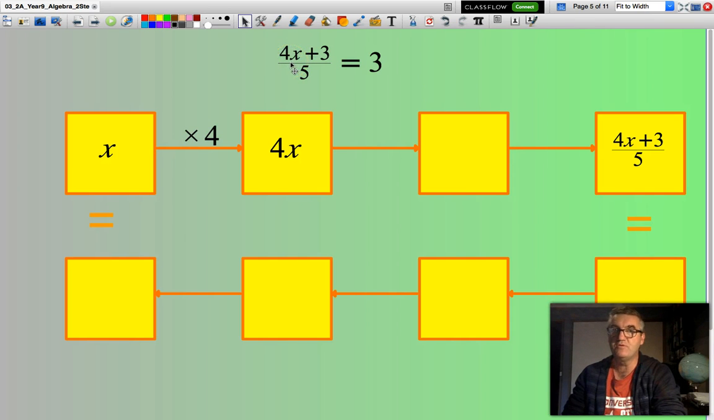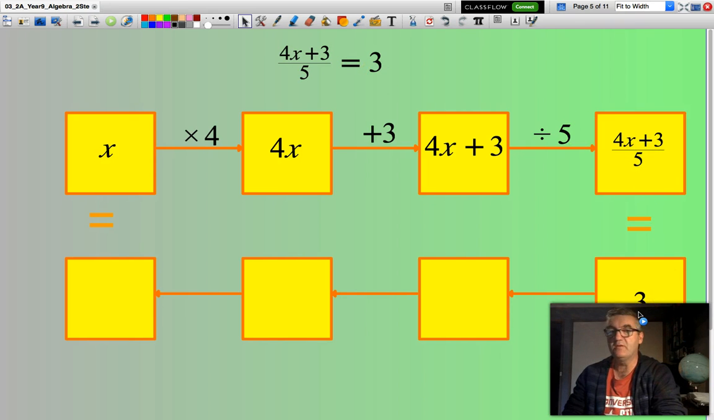Now, what do I do to 4x? The next thing I do to 4x is I add 3, which gives me 4x plus 3. And what do I do to 4x plus 3? I divide that by 5, which gives me 4x plus 3 divided by 5. And that equates to what's on the left-hand side of the equal sign. And that all equals 3.